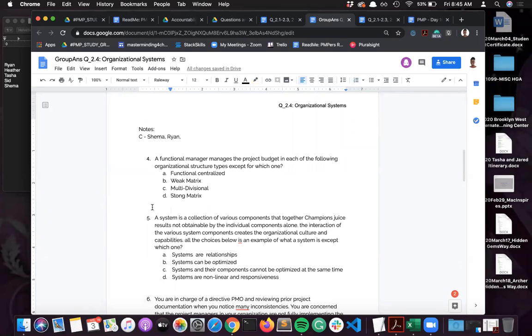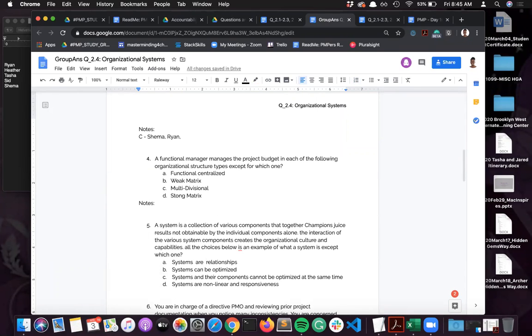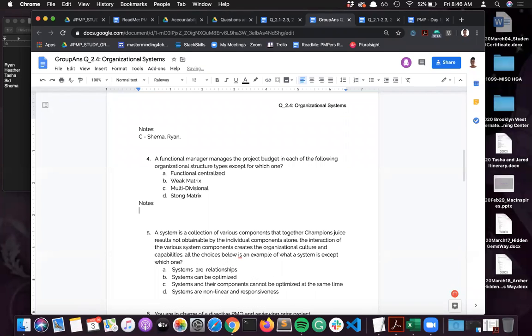A functional manager manages the project budget in each of the following organizational structure types, except for which one? A, functional centralized. B, weak matrix. C, multi-divisional. And D, strong matrix. Functional manager manages the project budget. Strong. C or D. Multi-divisional. Yeah, between C and D. I say C. Okay, I'll go with C as well.